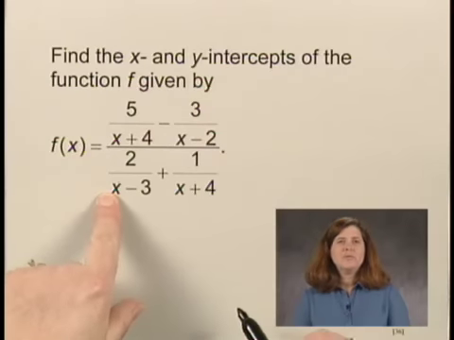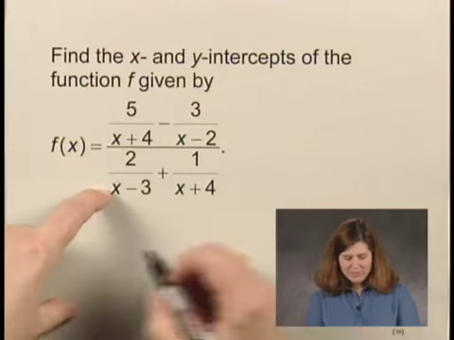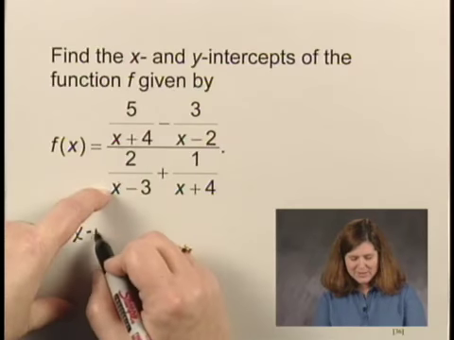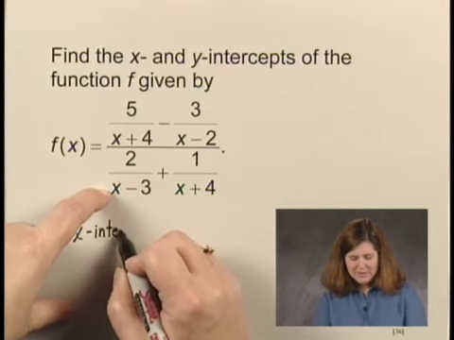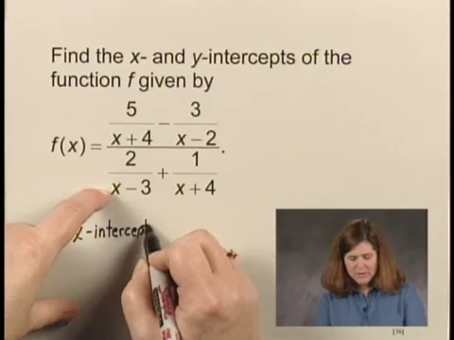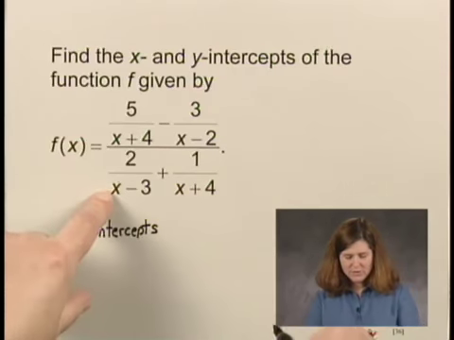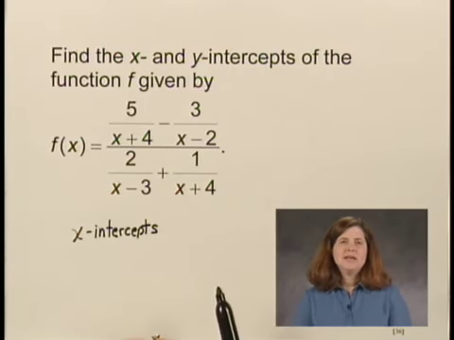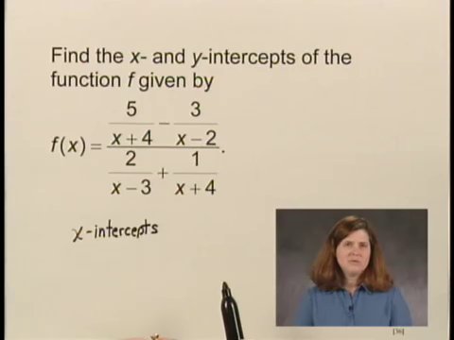We'll find the x and y intercepts of the graph of a function. The function is given by this complex rational expression. Now let's start by thinking, first of all, about the x-intercepts. The x-intercepts will be the point at which the graph of this function crosses the x-axis. At this point, the function value, or the y value, is 0.